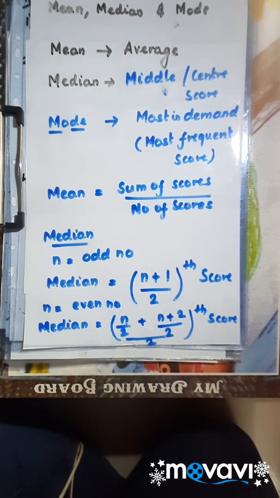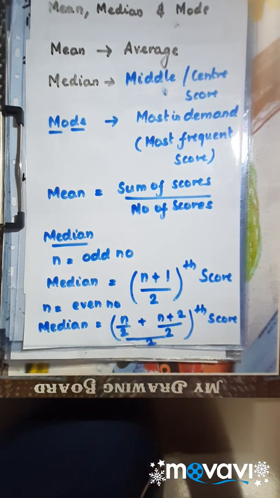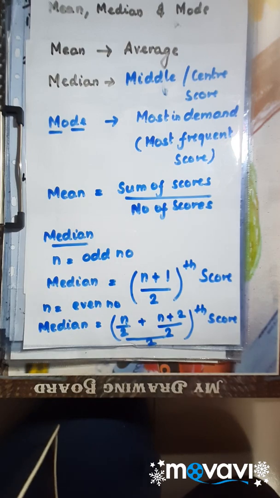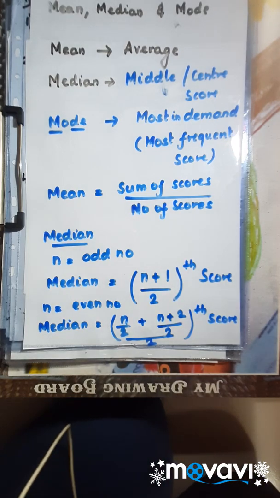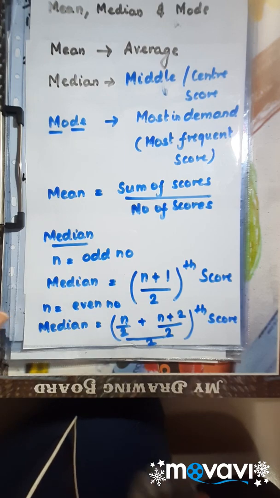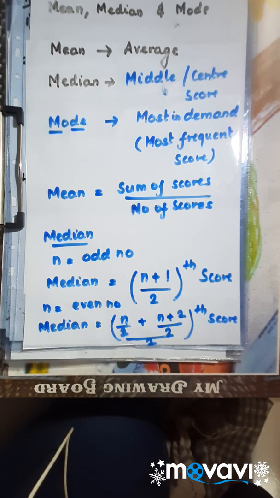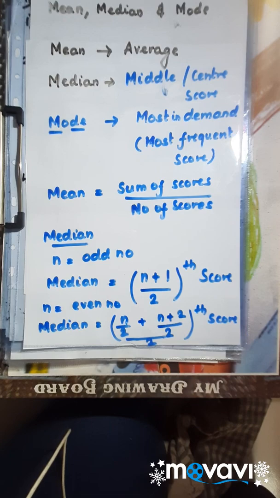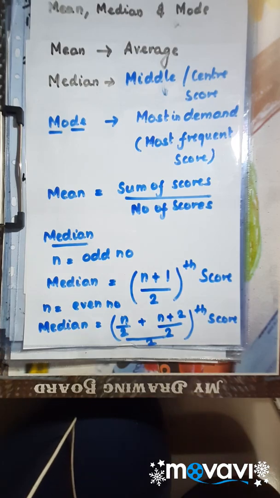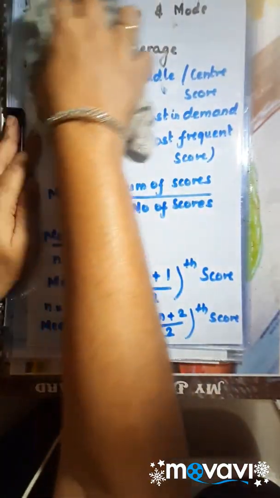Write this formula first. So if n is an odd number and n is an even number, I will tell you how to do it. Correct? Is that understood? Okay, now let's start with the sums, then we will understand. Just write down the formula first, then we will understand how to do this, right?